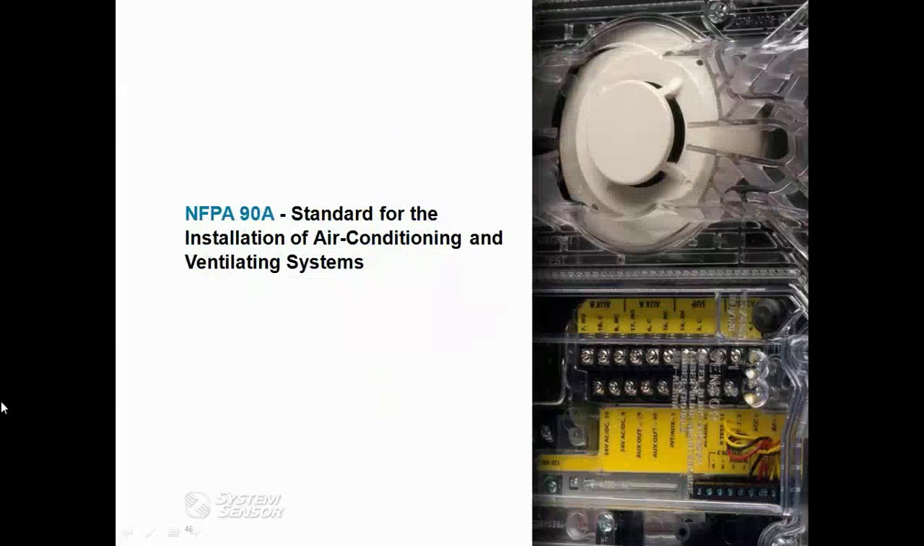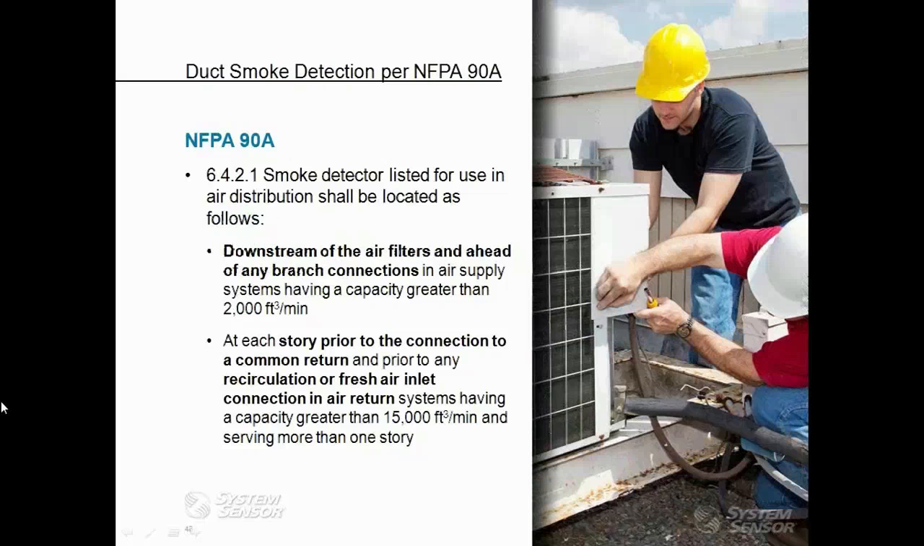Okay, now we are going to move on to the requirements for duct smoke detection in NFPA 90A, which is the standard for the installation of air conditioning and ventilating systems. I am also using the 2012 edition of NFPA 90A just as a point of reference. In this section, I'll try and point out where there are differences and similarities between the International Mechanical Code and NFPA 90A, because in some spots they do kind of contradict each other.